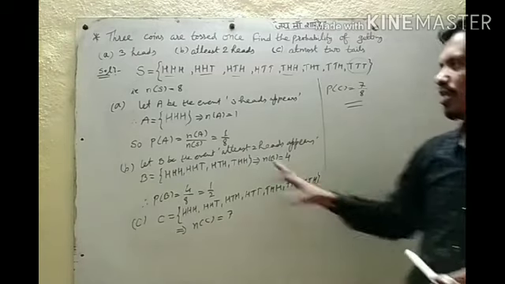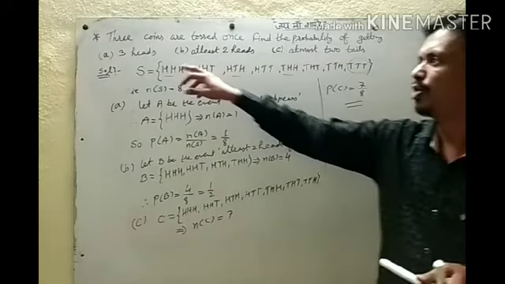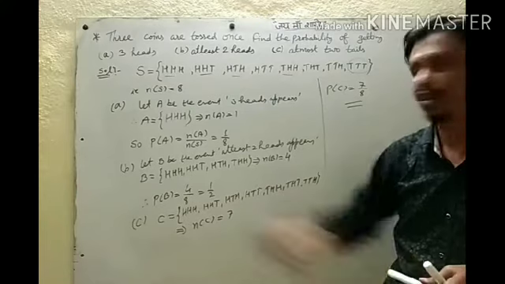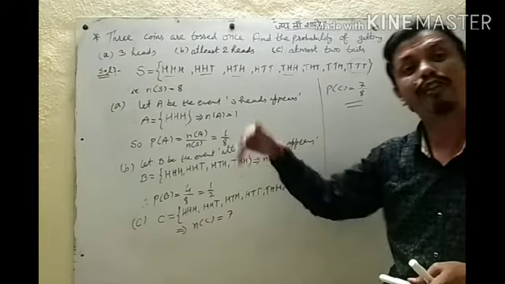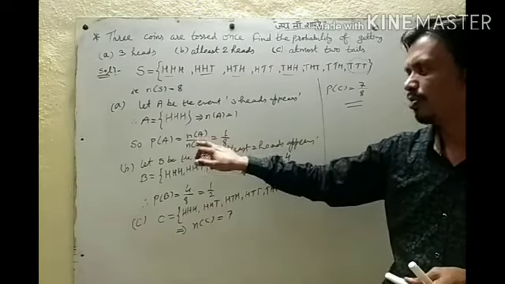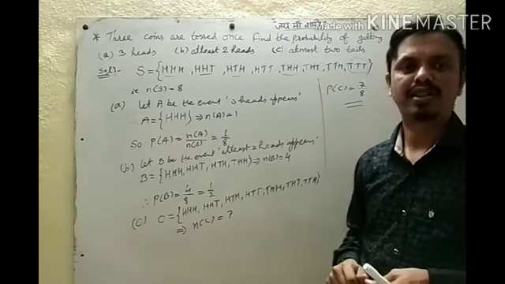Okay. So first find the sample space for the given experiment. Then according to the given events, we can find the possible outcomes for that particular event, or you can say favorable outcomes for that event, and divide favorable outcomes by possible outcomes. That will give you the required probability.